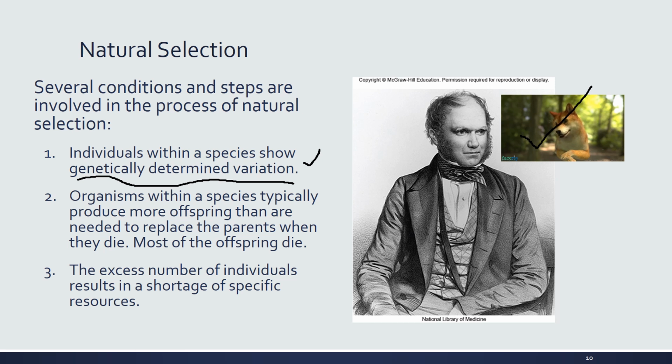Some creatures don't change a lot, like cockroaches look the same for probably about 100, 200, 300 million years. Very little variation, but they don't need a lot of variation to survive. Other creatures do. So guys, he also learned that organisms within a species typically produce more offspring than are needed to replace them.